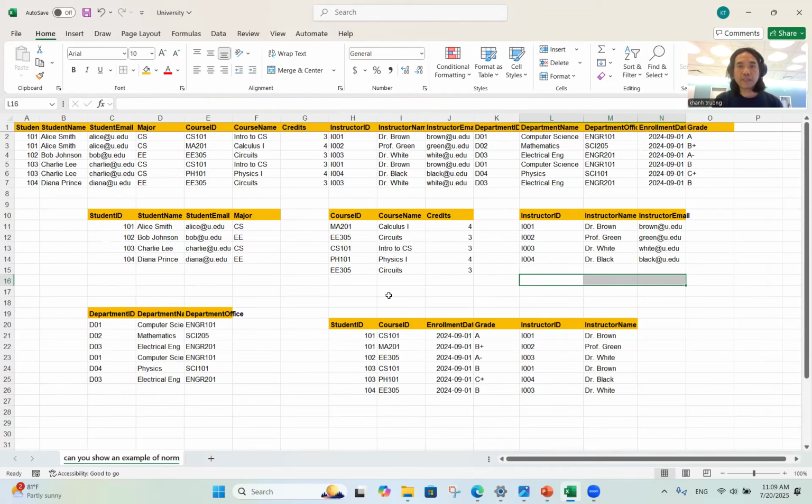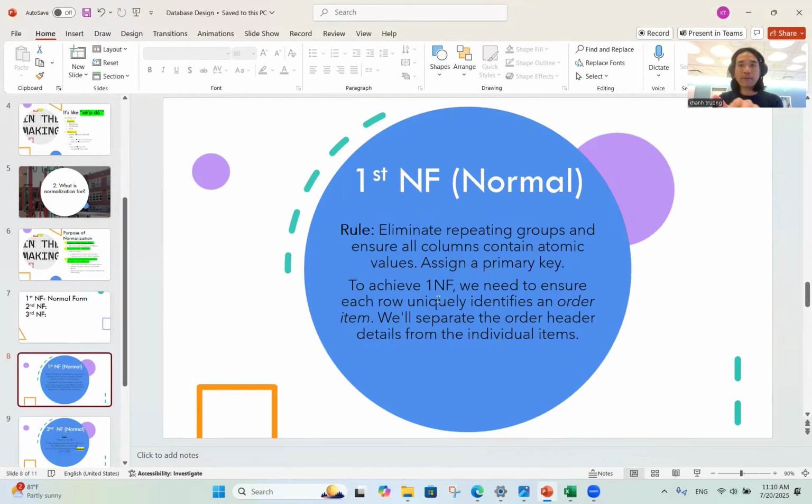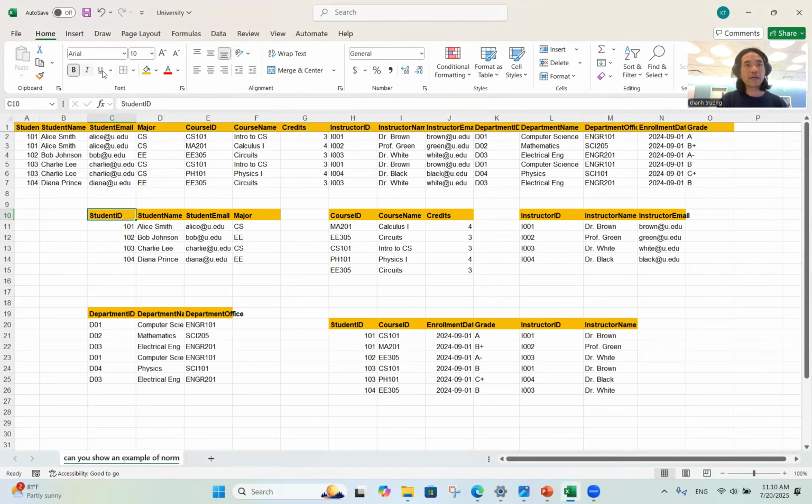This table, we actually broke them into these smaller tables, right? 1, 2, 3, 4, 5. That's the first form of normalization, to eliminate all repeating groups and ensure all columns contain atomic values aside from the primary key. Let's say student ID is a primary key, so we just highlight them. Course ID is a primary key. Department ID is a primary key.